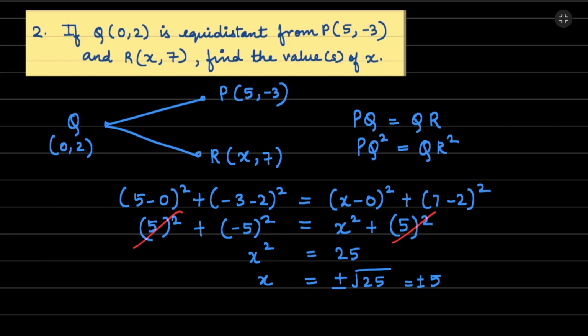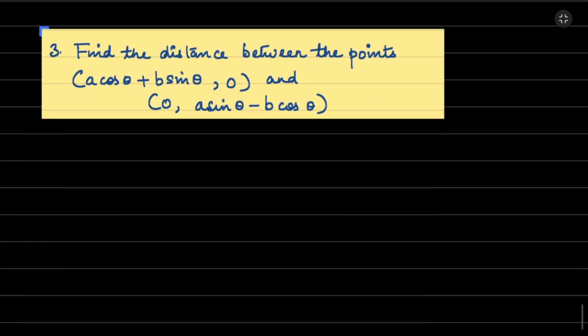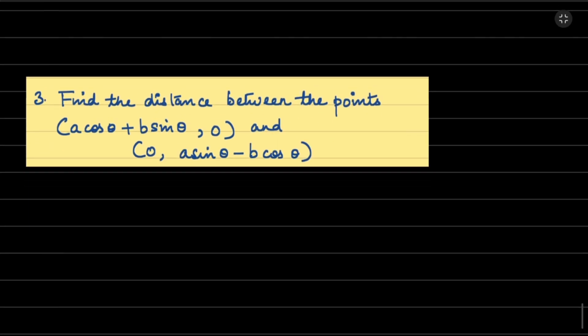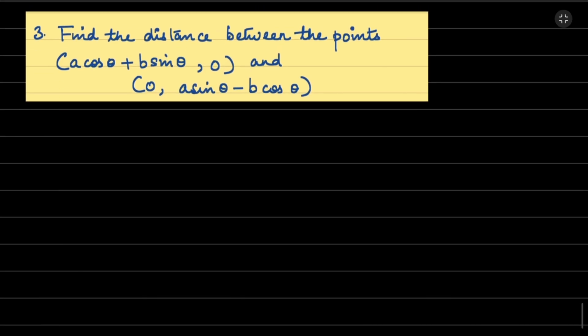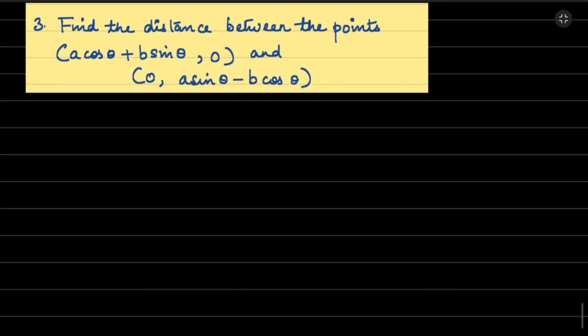Let's do another question. Find the distance between the points. You are given 2 points, namely a cos theta plus b sin theta comma 0 is 1 point, and 0 comma a sin theta minus b cos theta is the other. So you are just given 2 points and you have to calculate the distance. Okay, so let me just draw this.